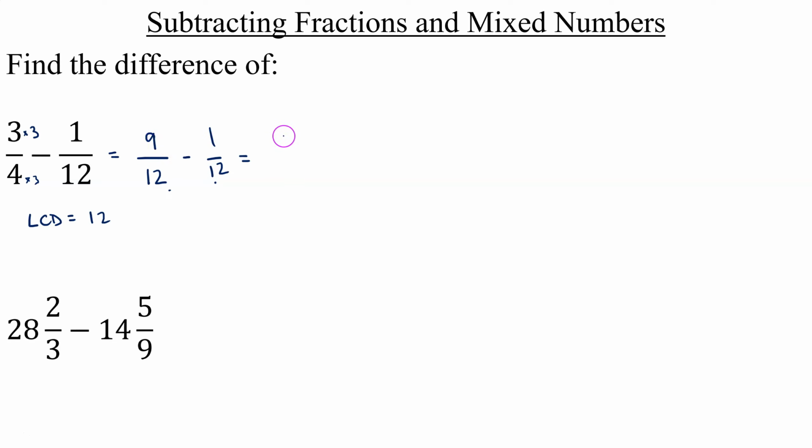9 minus 1 is 8. So we get 8 over 12. However, this isn't our final answer because it's not in lowest terms. 8 is the same thing as 2 times 2 times 2. 12 is the same thing as 2 times 2 times 3. We can cancel out the like terms to get 2/3.